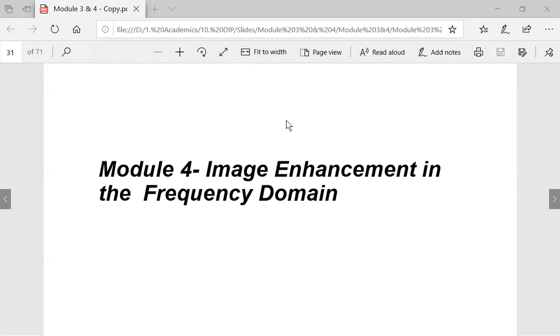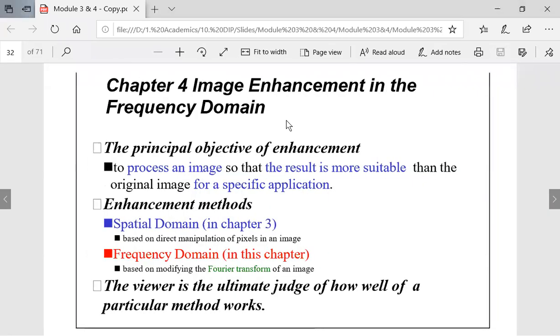Hello everyone. In the last session, we have learned about image enhancement in the spatial domain. So that is module 3. Now, heading towards module 4. In module 4, we will be learning image enhancement in the frequency domain. In the last chapter, we have already seen the spatial domain. Now, in this session, we will be dealing with the frequency domain.